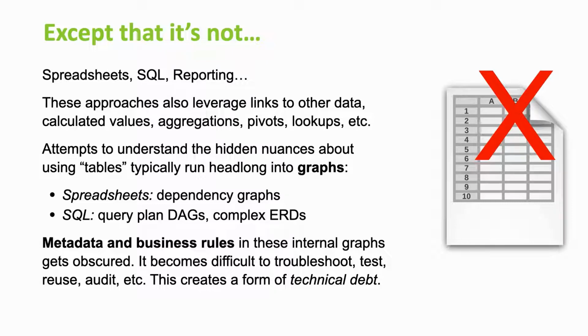And in fact, the metadata and the business rules, which go part and parcel with these internal graphs, get obscured by the kind of tabular format. It becomes difficult to troubleshoot and test and reuse and audit. It creates technical debt. And if you don't believe me, understand that 95% of the Global 2000 companies in the world, when they do their final tax reporting, the final stages of 95% of the firms is done in spreadsheets. And those spreadsheets are not consistent from one quarter to the next. That is tech debt. And it's a problem.